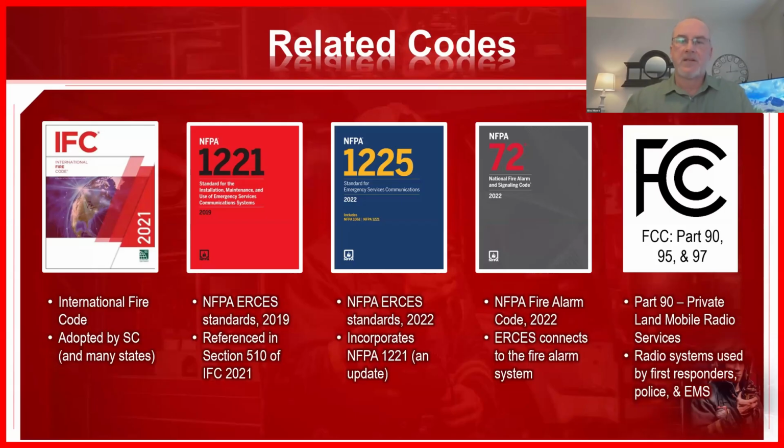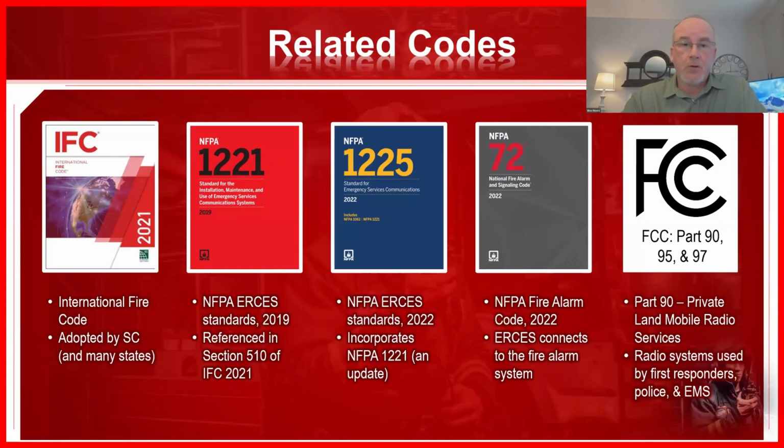Now, the 1225 is an update of the 1221. What we're finding in South Carolina is that the code itself still refers just to 1221, and the South Carolina State Code has not formally adopted the 1225. Some AHJs will still use the 1221 as their basis, but other AHJs will use the 1225. So you have a little bit of a mixture. Don't let that confuse you. I'm just trying to give you the information about what codes are in play. The 1225 is primarily what we'll talk about here because it does improve and incorporate 1221.